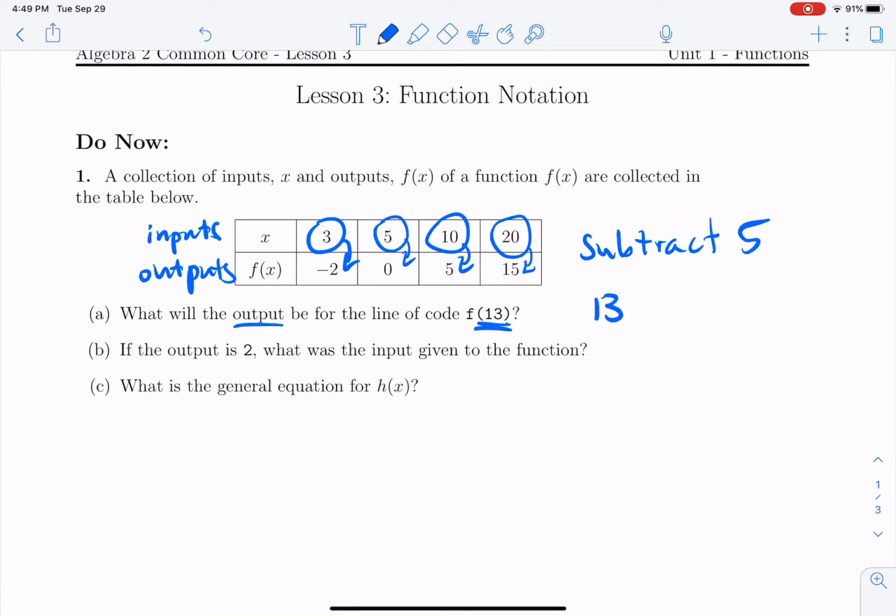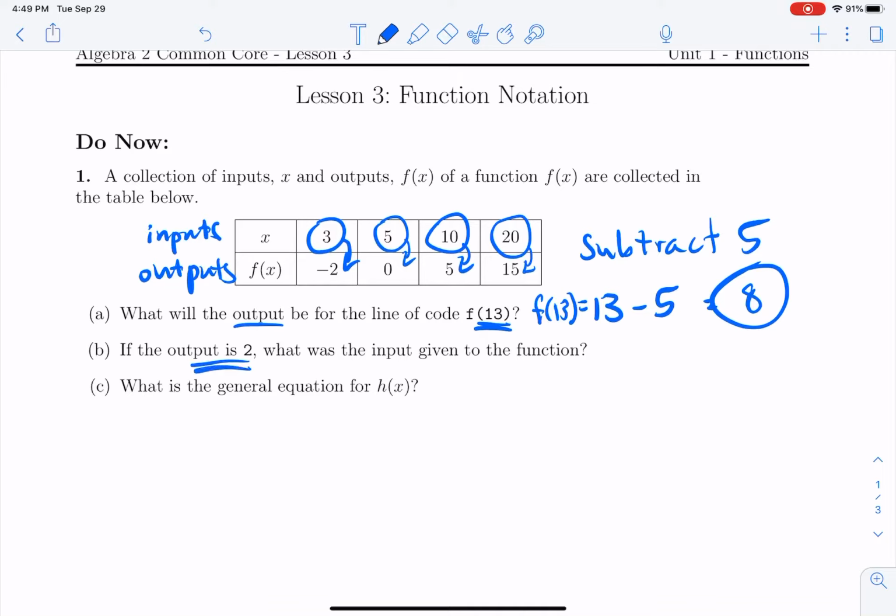Well, if I put in 13 and I'm subtracting 5 each time, then my output will be 8. Okay. Let's look at the second one.